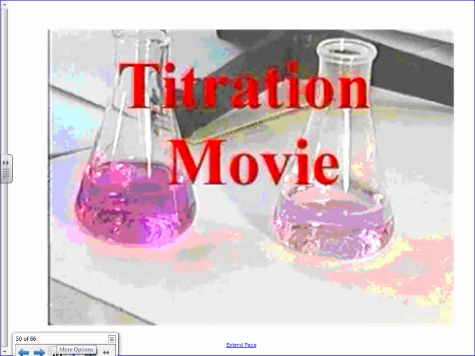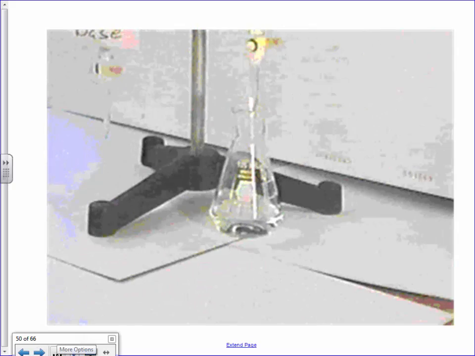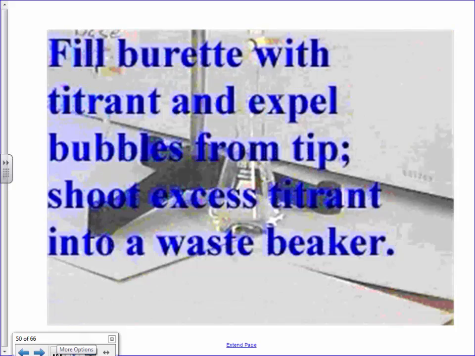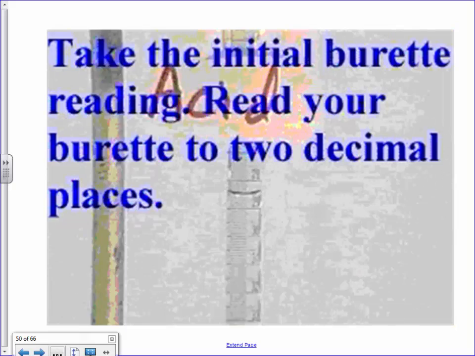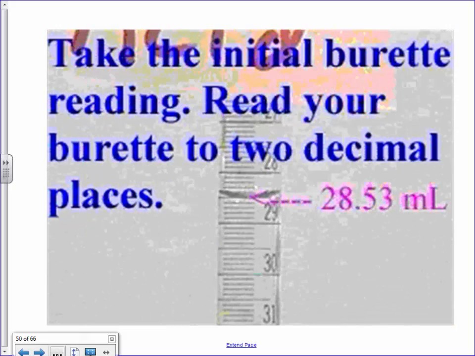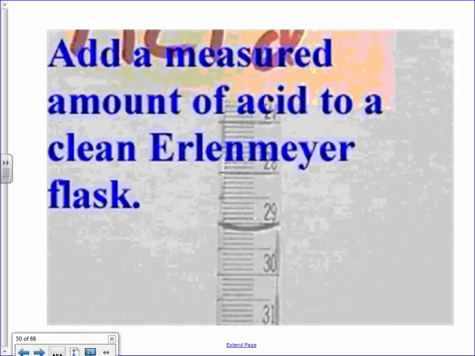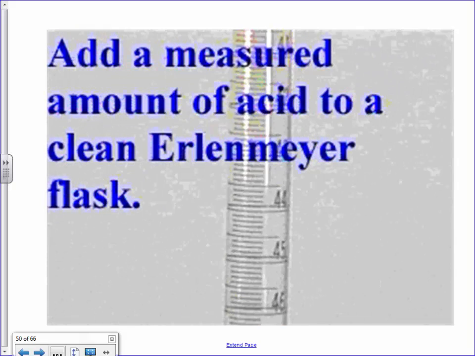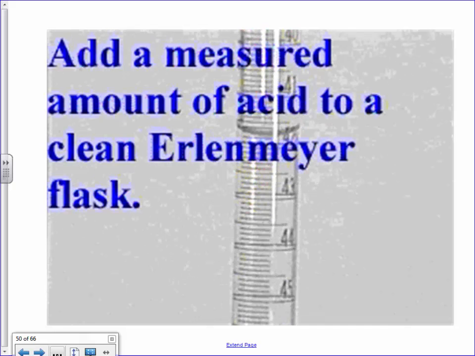Okay, here's a little movie just kind of describing the steps you have in a titration. So first step, you've got to fill your burette with titrant, and you've got to make sure that you empty the tip. And you always have to take the initial reading. You have to know how much initial volume there is.